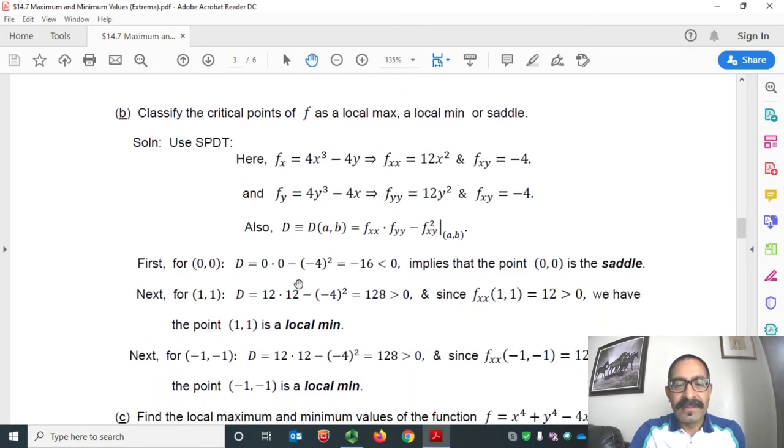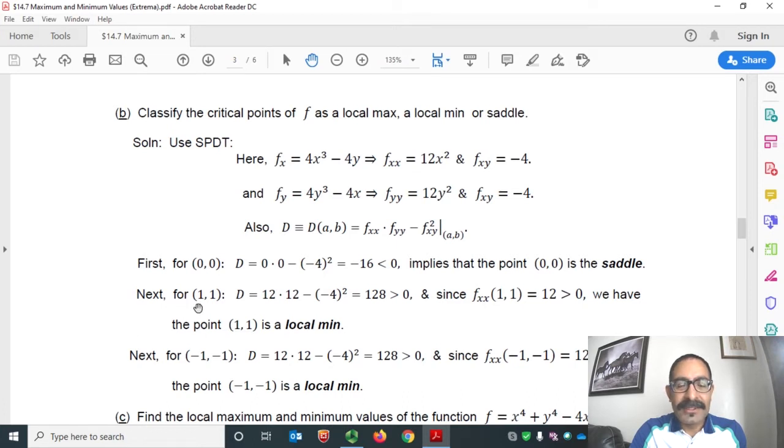The discriminant is here: fxx at 0 is 0, fyy at 0 is 0, fxy at 0 is -4, so we have 0 times 0 minus 4 squared, which equals -16, which is negative. So a negative discriminant implies that the critical point (0, 0) is a saddle point. So no max and no min.